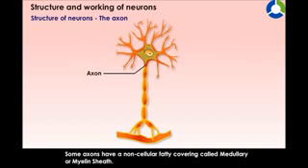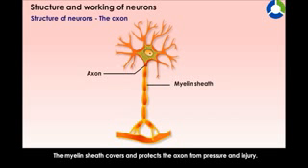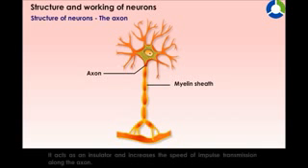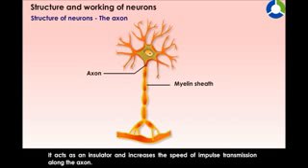Some axons have a non-cellular fatty covering called medullary or myelin sheath. The myelin sheath covers and protects the axon from pressure and injury. It acts as an insulator and increases the speed of impulse transmission along the axon.